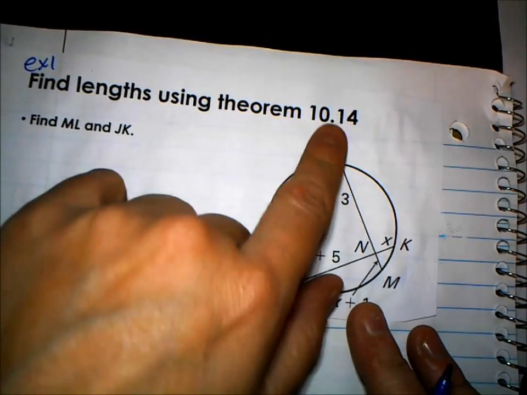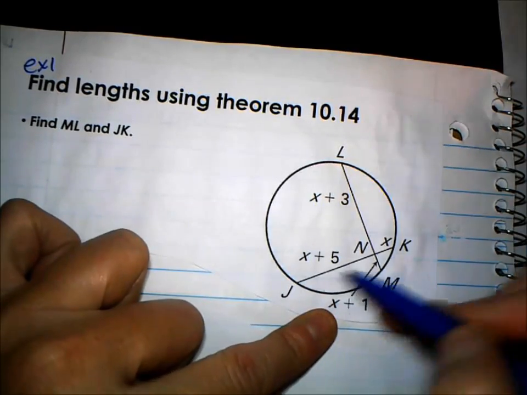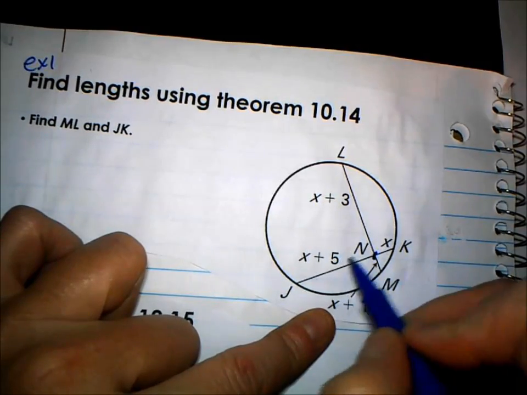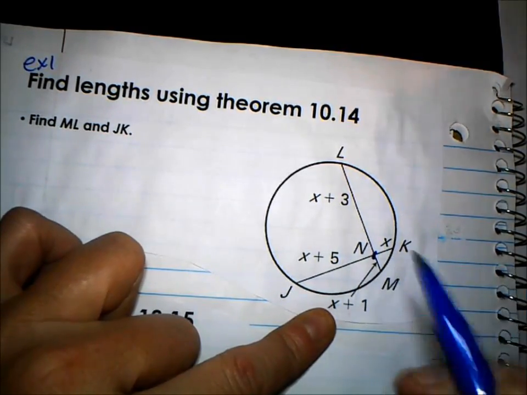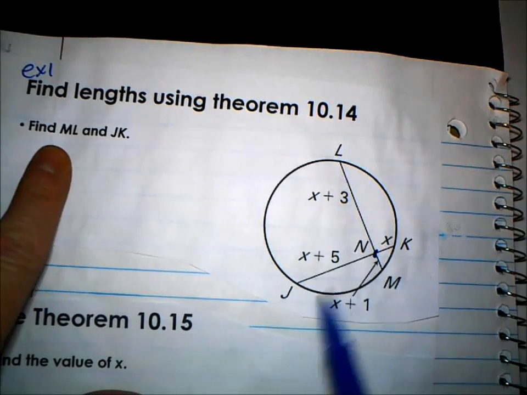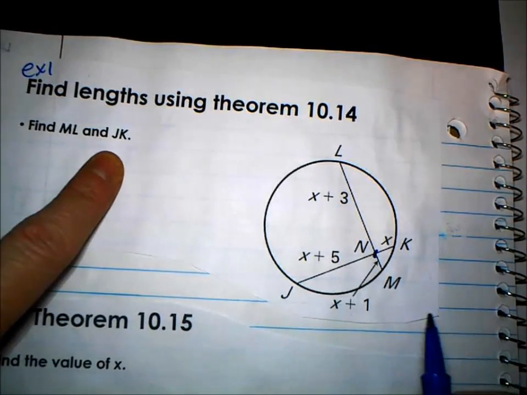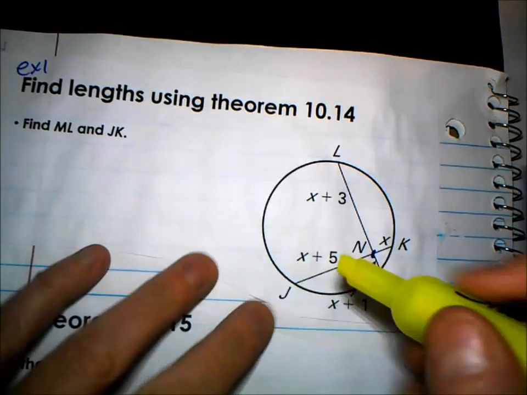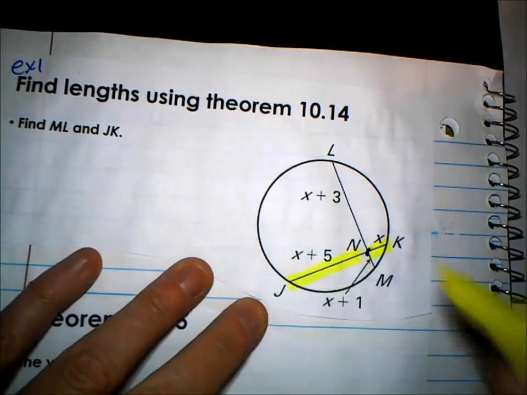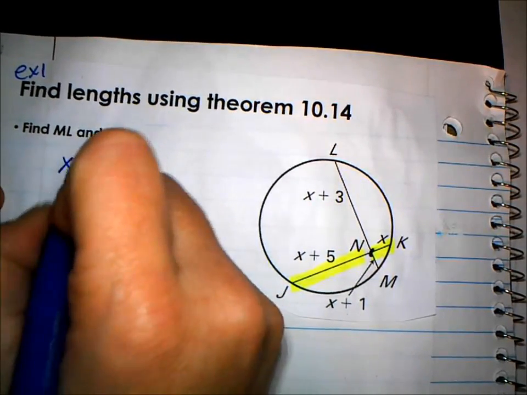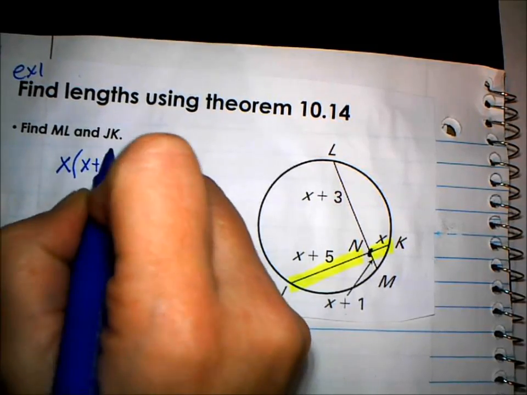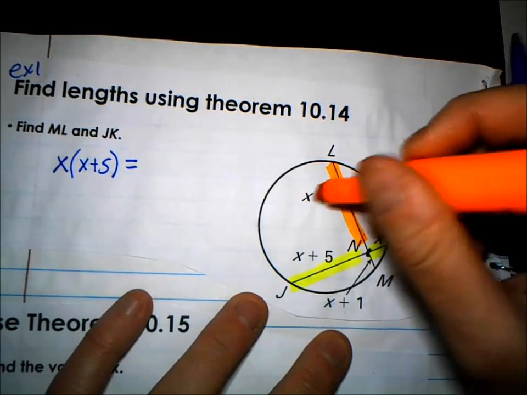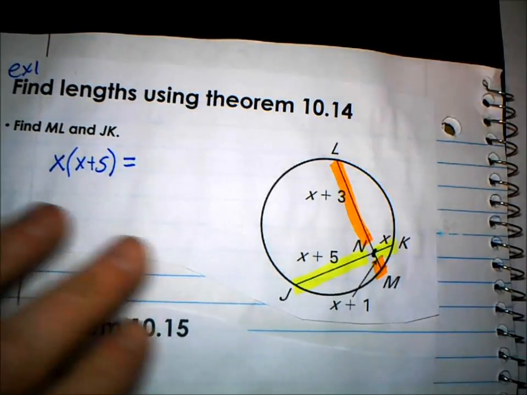And on this one it tells us we're going to reference 10.14, because notice these two things are intersecting on the inside of my circle, so that means I'm going to multiply the segment lengths times each other. We're going to find LM and JK as my ultimate goal. So I'm going to take the little pieces. I'm going to check JN and multiply it times NK, so that's going to be X times X plus 5. And then the other segment, I'm going to take X plus 3 and multiply it times X plus 1.